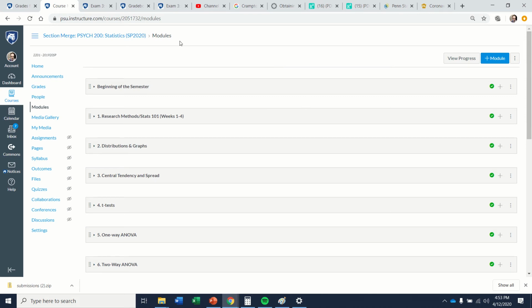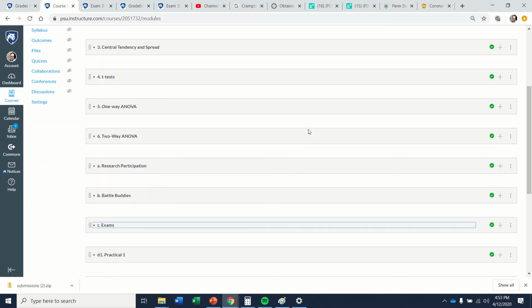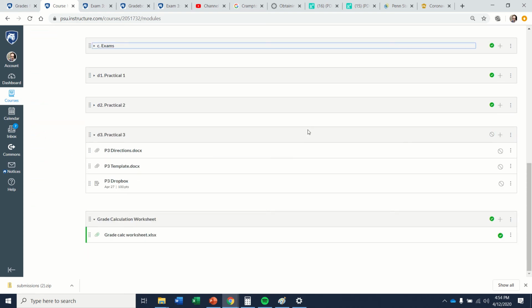And so, let's talk about Practical 3. On the Canvas course page, you'll notice that there is a new module for Practical 3 with a couple of Word documents, and then we have a Dropbox. Similar to Practical 2, we have a directions handout, and then we have a Word doc template.